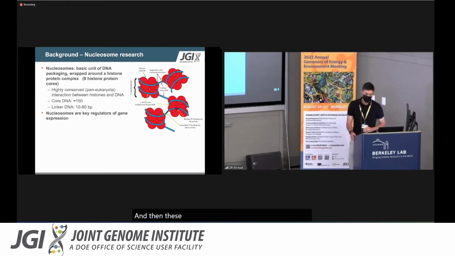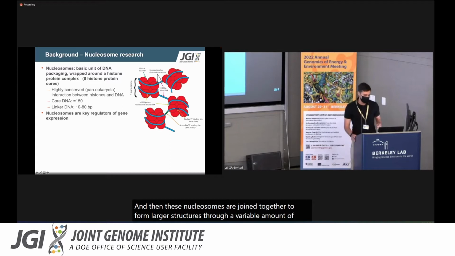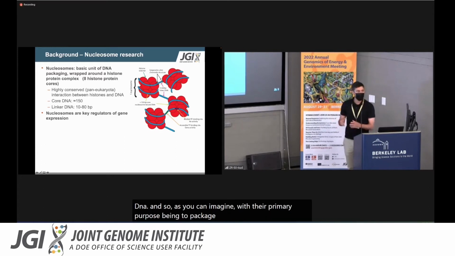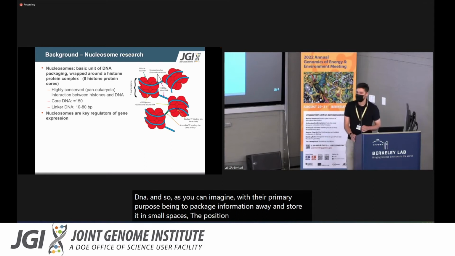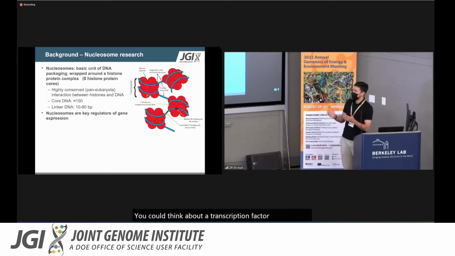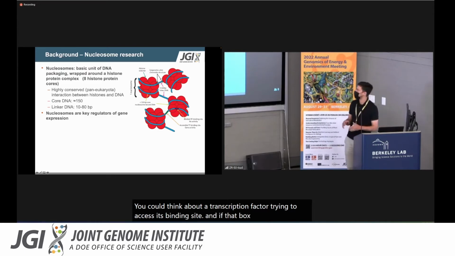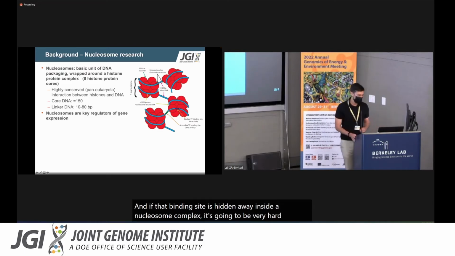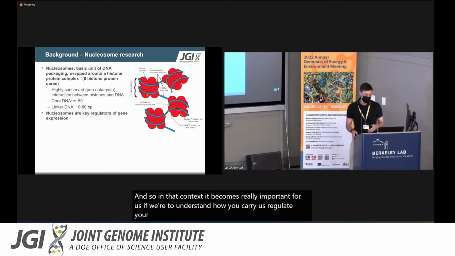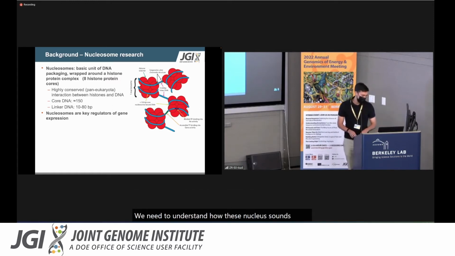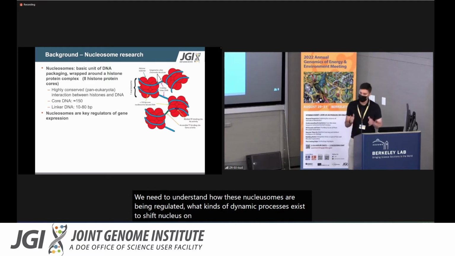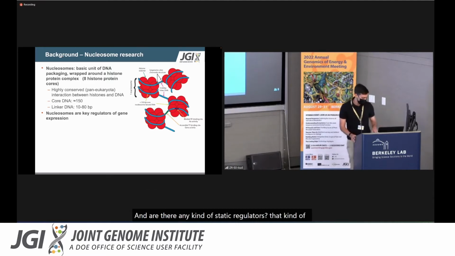These nucleosomes are then joined together to form larger structures through a variable amount of open chromatin or linker DNA. As you can imagine, with their primary purpose being to package information away and store it in small spaces, the positions of these nucleosomes are going to have major consequences for things like gene regulation. You could think about a transcription factor trying to access its binding site. If that binding site is hidden away inside a nucleosome complex, it's going to be very hard to express that gene. So if we're to understand how eukaryotes regulate gene expression, we need to understand how these nucleosomes are being regulated, what kinds of dynamic processes exist to shift nucleosome positions, and whether there are any static regulators that fix nucleosomes in one position in the genome.